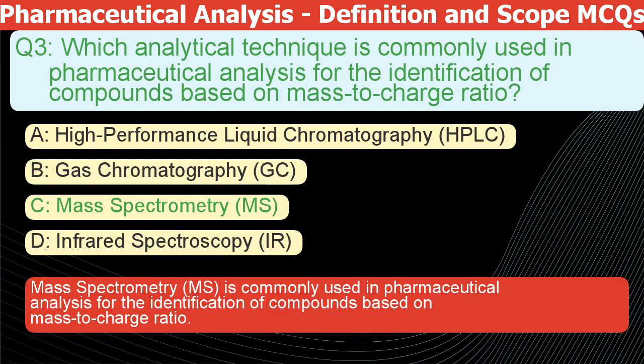The correct answer is C. Mass spectrometry (MS) is commonly used in pharmaceutical analysis for the identification of compounds based on mass-to-charge ratio.